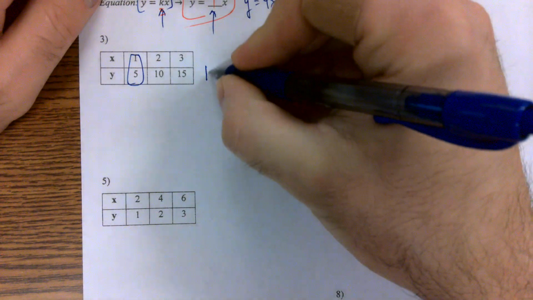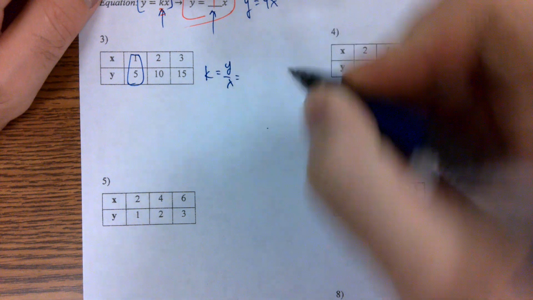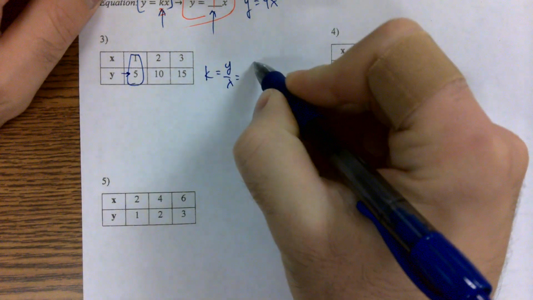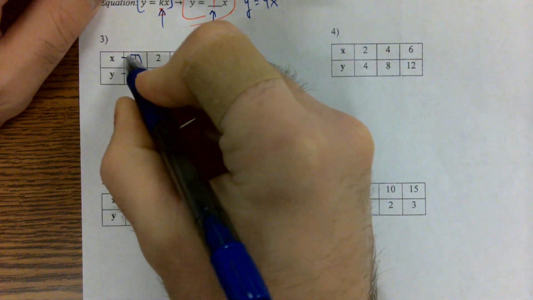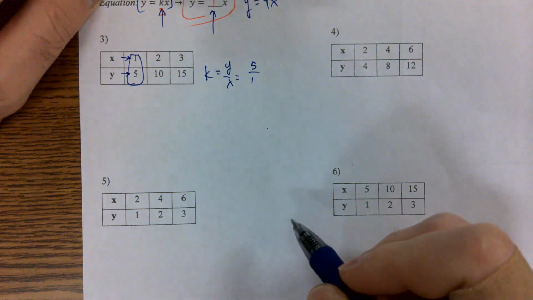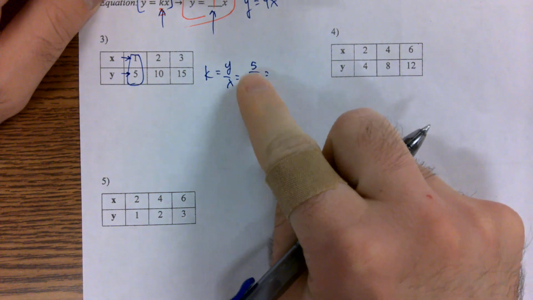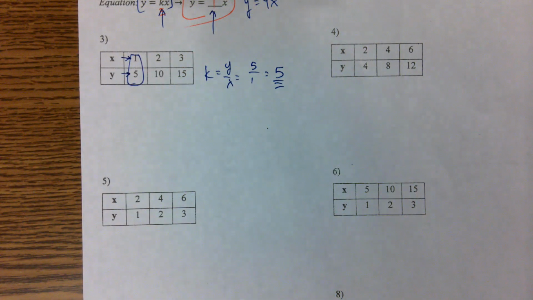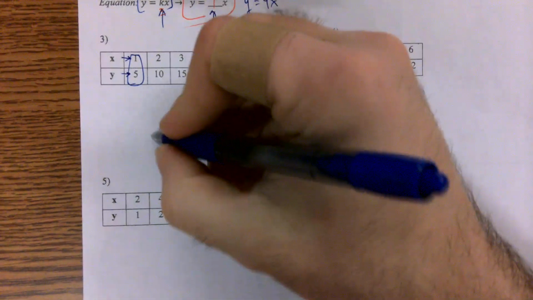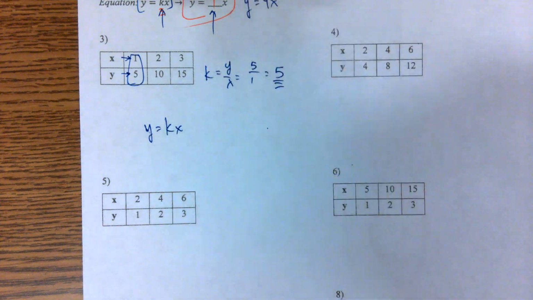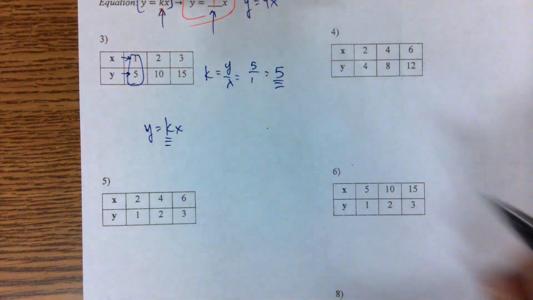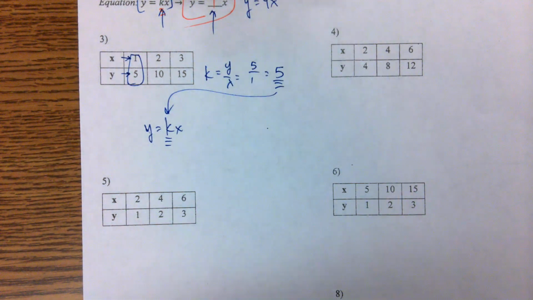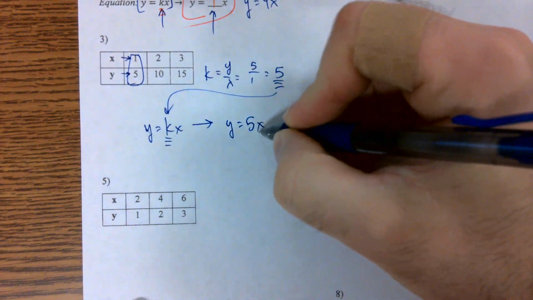Same kind of thing in number 3. We take that first point. K is equal to y over x. My y value is 5, so that's going to go on top. My x value is 1, that's going to go on bottom. Anything over 1 is just itself, so that top number, 5, is our k. We'll take our formula, y is equal to kx, remove the k, plug in the 5 that we just found, and it turns into y equals 5x.